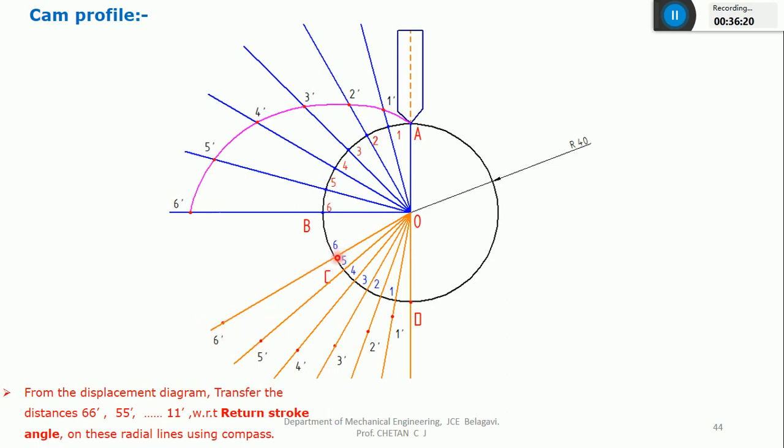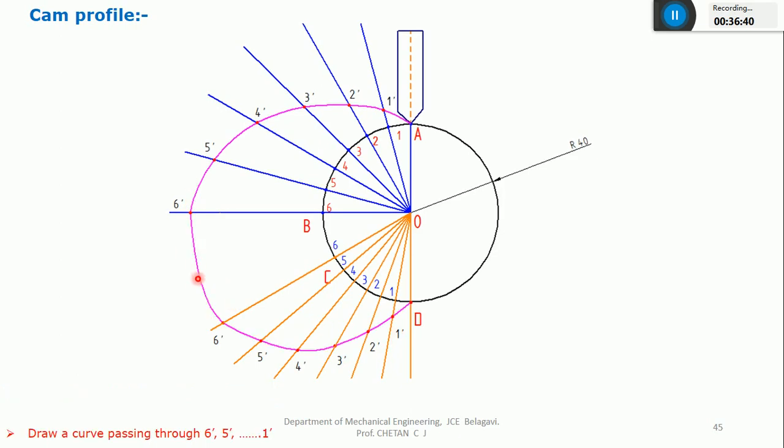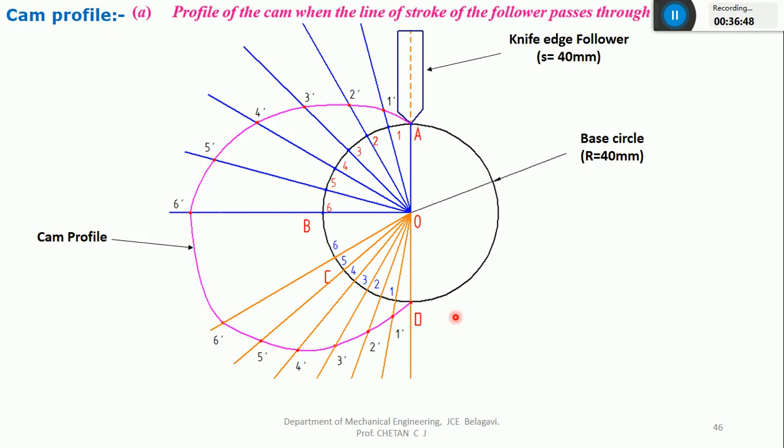So this distance is nothing but from the displacement diagram with respect to the return stroke. Similarly, 5 to 5 dash up to 1 to 1 dash. So you'll get 6 intersection points which are nothing but 6 dash, 5 dash, 4 dash, 3 dash, 2 dash, 1 dash. Just continue this curve so that it will pass through all the 12 points. So this is nothing but the cam profile for the first condition.